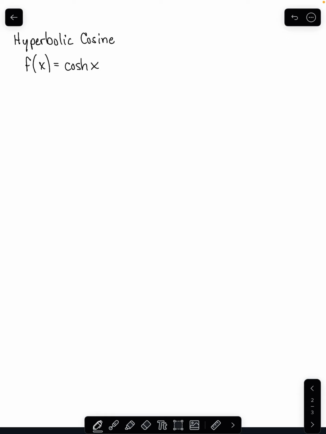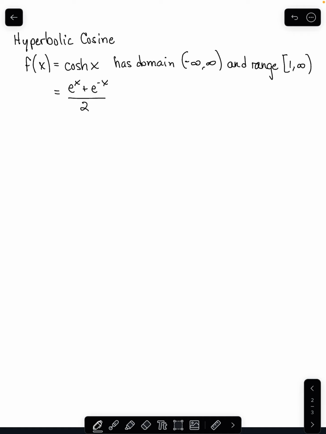So the domain of the hyperbolic cosine function is negative infinity to infinity, and the range is positive 1 inclusive to infinity. The actual algebraic definition of this is e to the x plus e to the negative x, over 2. This produces a very particular graph.